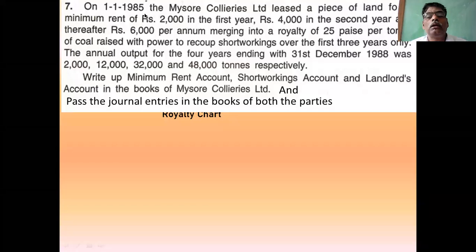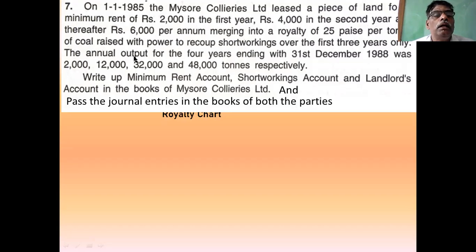Suppose there is a short working after 1988. From 88, that is transferred to the recovery column directly. Okay, this is the point regarding recovery of short working. Short working is to be recovered in the first 3 years. After the first 3 years, you are not permitted to recover short working, and whatever short working remains at the end of the third year, the balance of short working is to be transferred to the recovery column, and that goes to the P&L account. This is the point you remember.